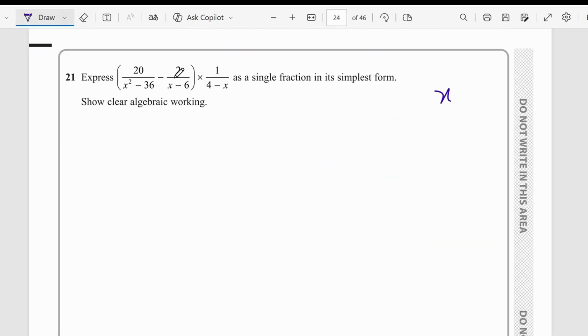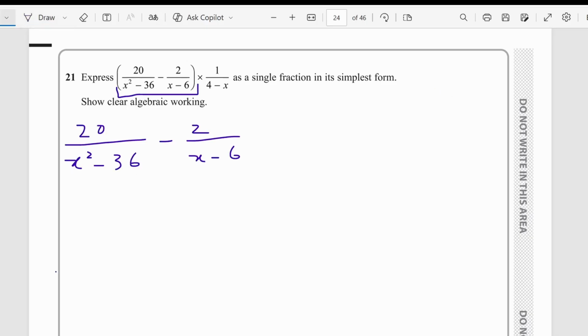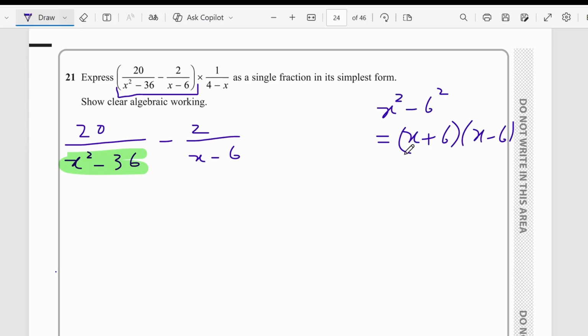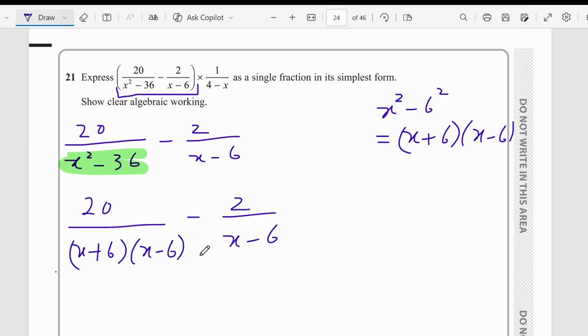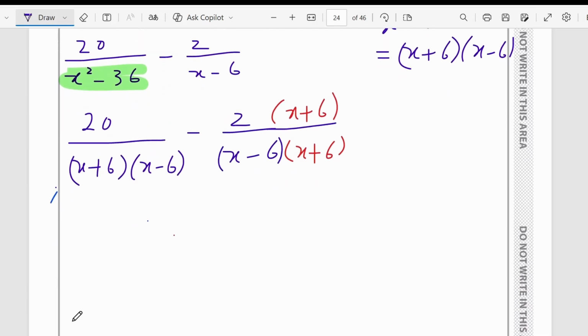Question number 21. Express this whole fraction as a single fraction in its simplest form. Show clear algebraic working. So first of all, I'm going to take this part. If we see this value, this is a difference of squares. So we are going to factorize this. This can be written as x squared minus 6 squared, x plus 6 into x minus 6. After factorizing this, we are going to make the denominators the same. So x minus 6 is already there, x plus 6 is missing. So we are going to multiply and divide by x plus 6 here in the denominator as well as in the numerator. Now the denominators are the same, write the denominator one time and simplify the numerator values.